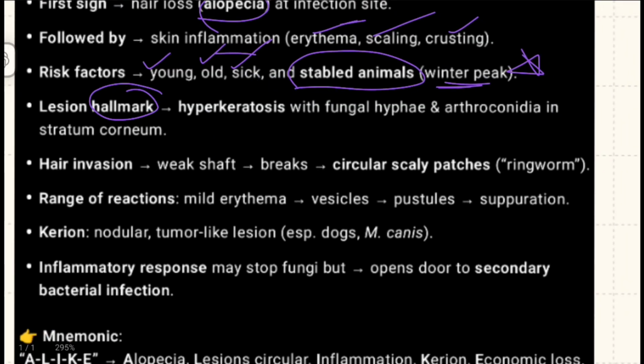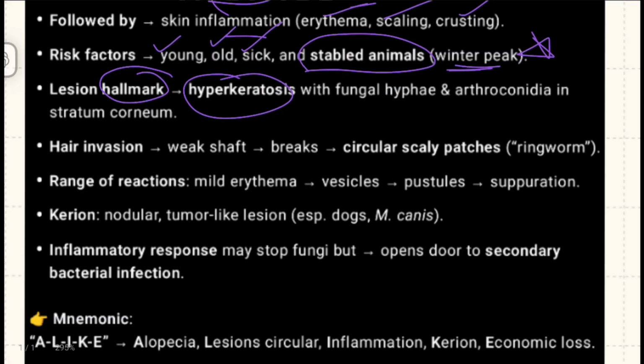The hallmark lesion in dermatophytosis is hyperkeratosis. Whenever the keratinophilic fungus infects and starts degrading keratin of the tissues, the host defense mechanism activates. In turn, the host defense mechanism starts producing an increased amount of keratin. That increased keratin deposits around the infected area, and that particular lesion is called hyperkeratosis. This basically occurs in the stratum corneum, which is the outermost layer of the epidermis.